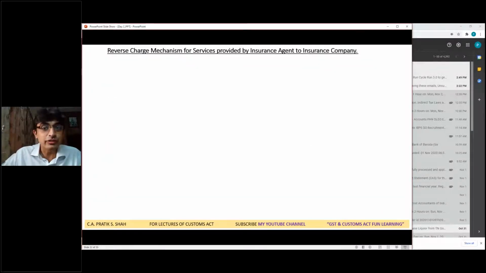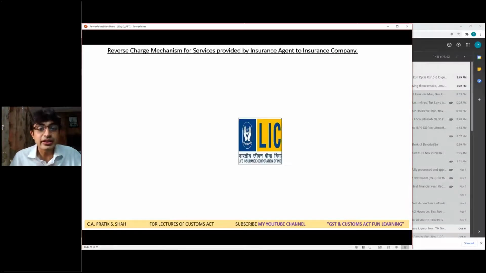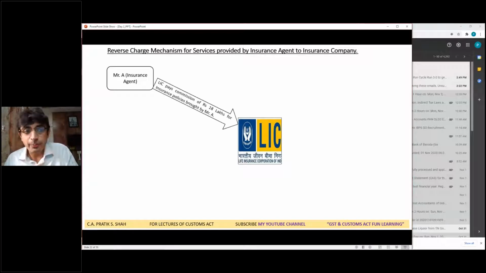Now, there are a few services which I would like to cover. Reverse charge mechanism for service provided by an insurance agent to an insurance company. Example: LIC is an insurance company, and I'm an LIC agent here. I'm Mr. A, an LIC agent. From many people, I get the policies for the LIC company. For that, LIC will pay me some commission.